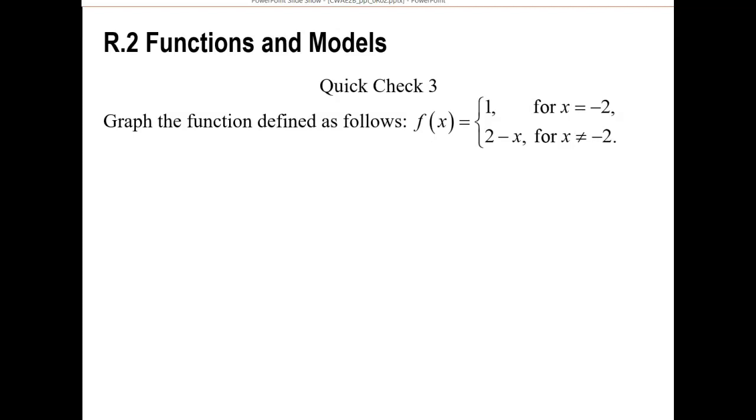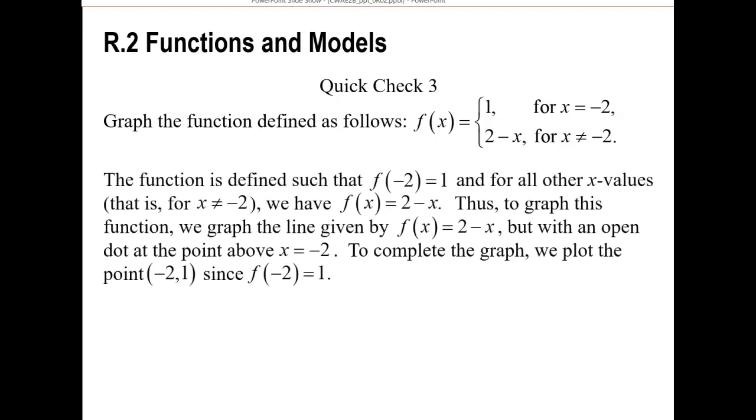All right, here's another one. F of x equals 1 if x is equal to negative 2, and 2 minus x if x is not equal to negative 2. So ideally here you should pause the video and try to do this on your own and then check to see how you did.